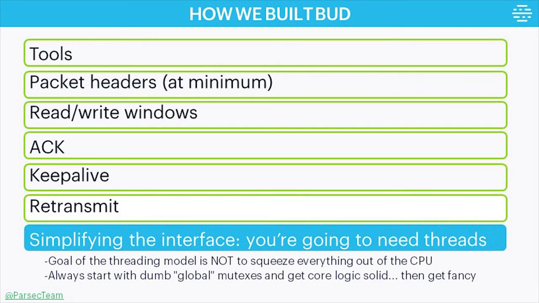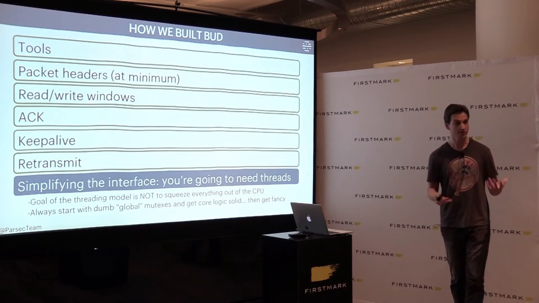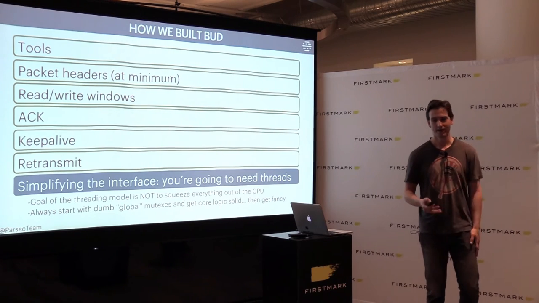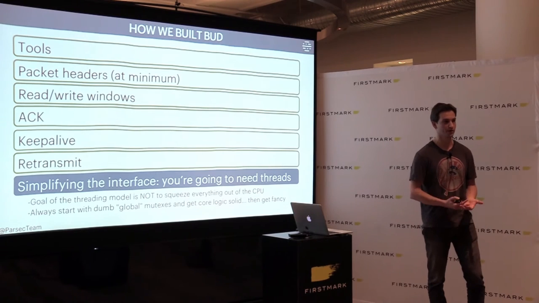I'm gonna touch on concurrency briefly, though this isn't a talk on it. In a system like this, there has to be concurrency if you're going to provide a decent interface to your application. You can't have your application sending keep-alives; you need background threads handling that. Unfortunately, with concurrency comes a whole slew of other problems, which is what can make this really difficult.